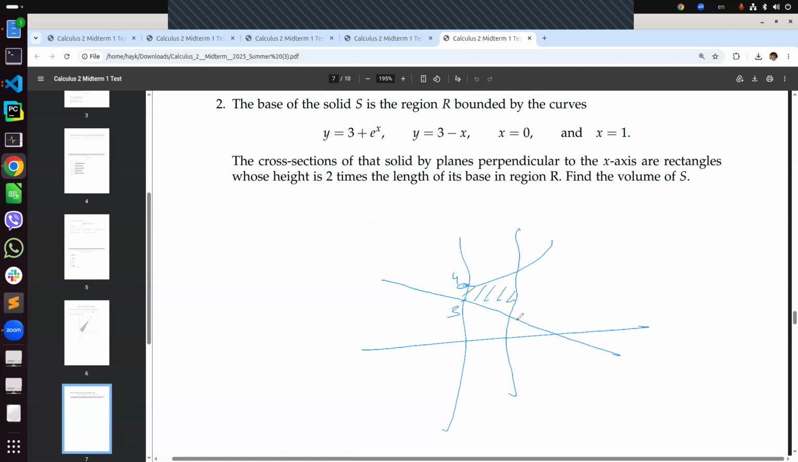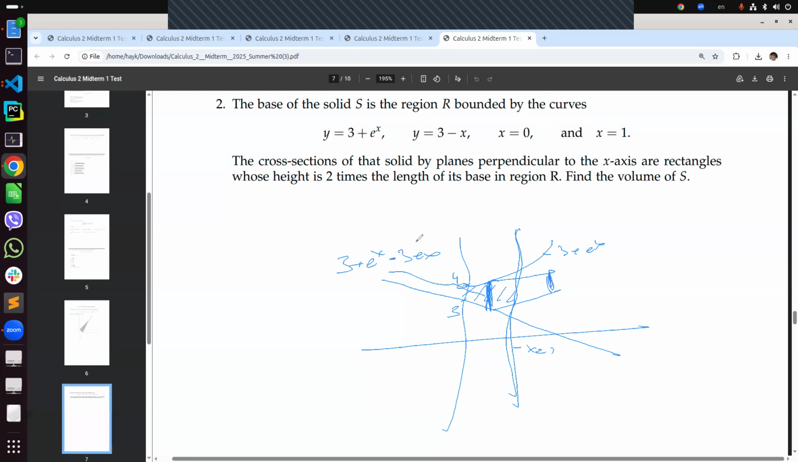So we have this x equals 1, 3 plus exponential. Okay, so this is our base. Cross sections are rectangles whose height is 2 times the length of its base. So here, this is the base. And the height of the rectangle is twice bigger. Okay, first question, what is the base? This base is 3 plus exponential x minus 3 plus x.